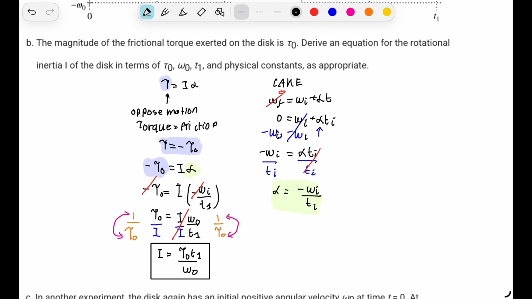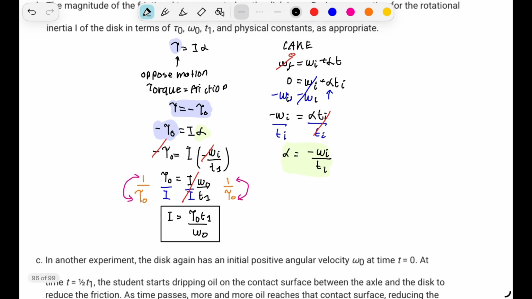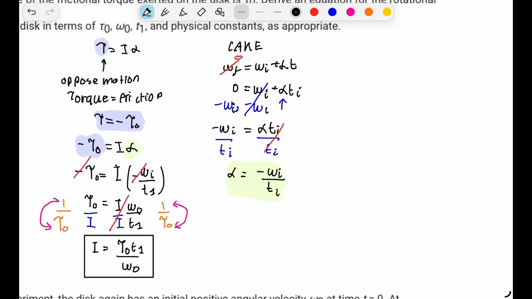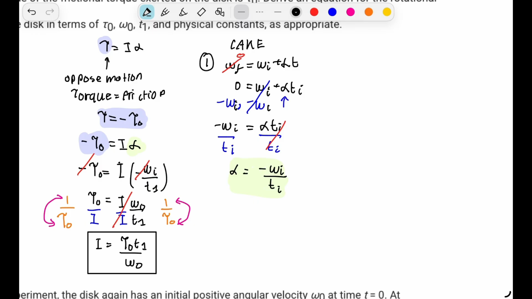So the magnitude of frictional torque exerted on the disk is equal to torque initial. Derive an equation for the rotational inertia I of the disk in terms of torque initial, omega initial, t1, and physical constants as appropriate. So what we have is that torque is equal to I times alpha. And because our friction is going to oppose the motion, torque is equal to the negative of torque initial. Angular acceleration is going to come from kinematics, and we have constant acceleration here. So we use the very first kinematics equation, omega f is equal to omega initial plus angular acceleration times time. And we are going to end at rest, so omega f is equal to 0.